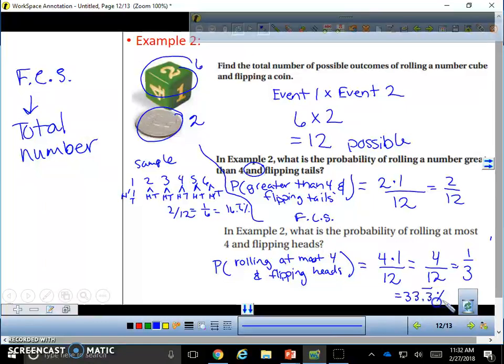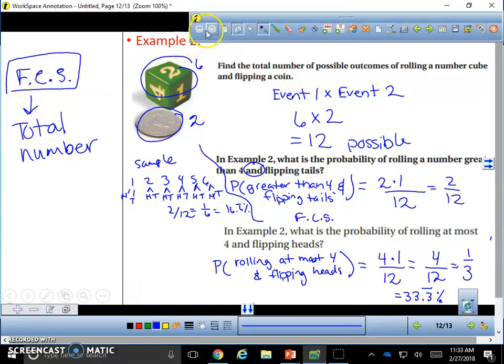33.3 repeating percent chance. Okay, let's double check with the sample space. Rolling at most 4 happens 4 ways here, and then we're going to look for heads in those. 1, 2, 3, 4. 4 out of 12 total. Depends on which way you want to approach these problems, if you're going to use that fundamental counting principle, which makes it quick and easy, or if you're going to draw the sample space and count from there.